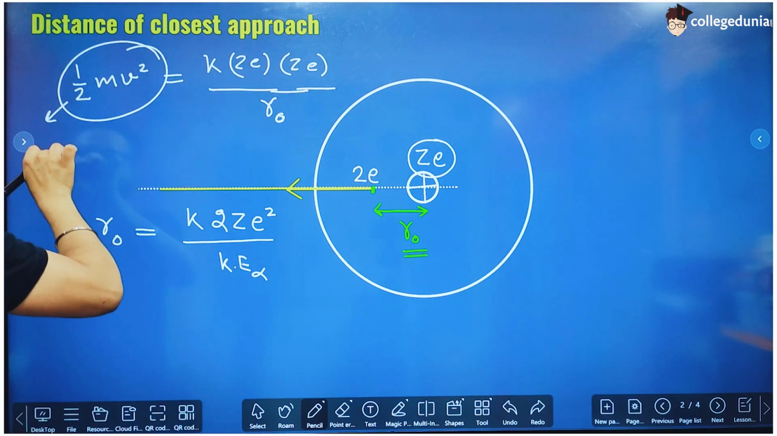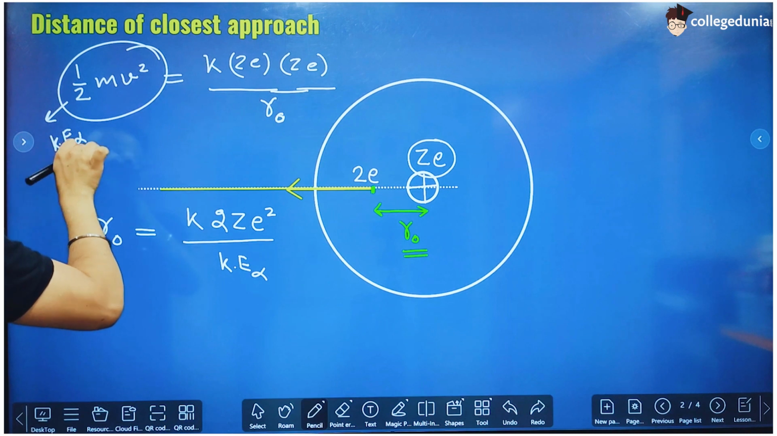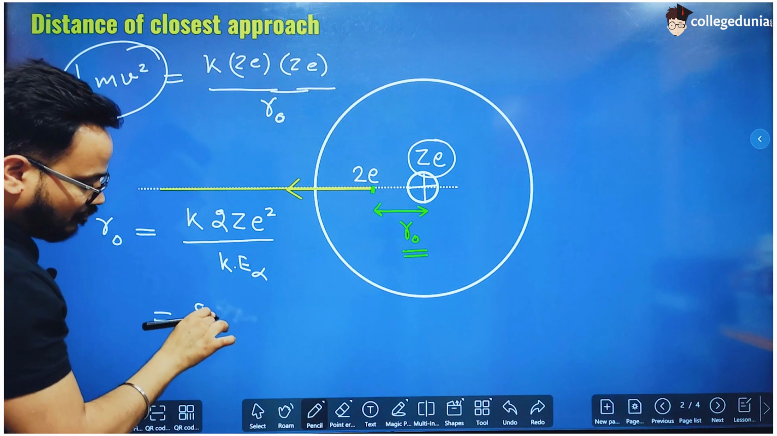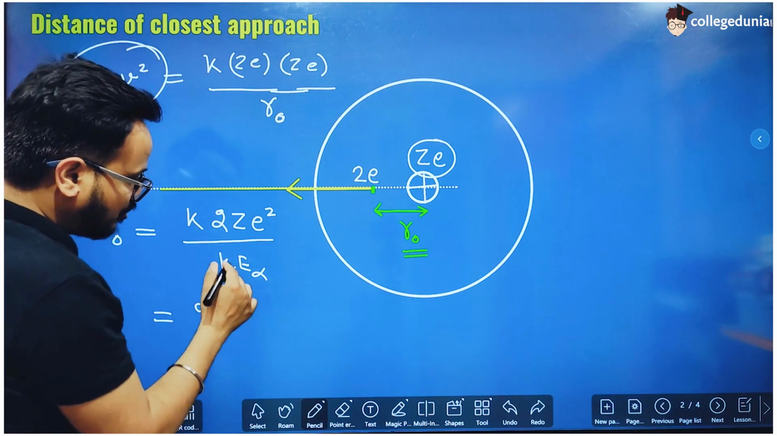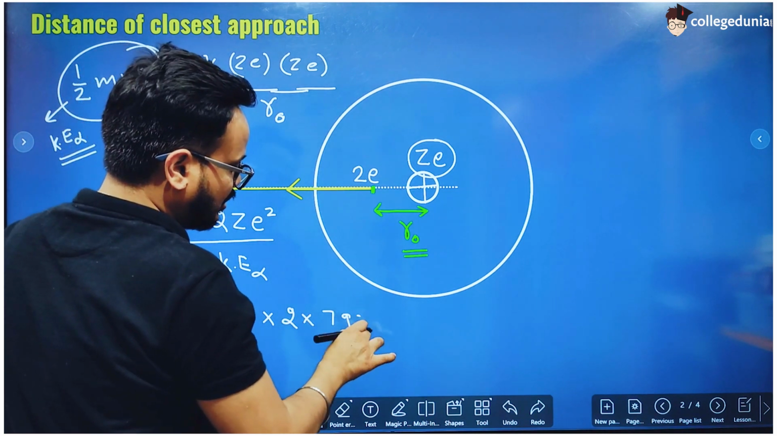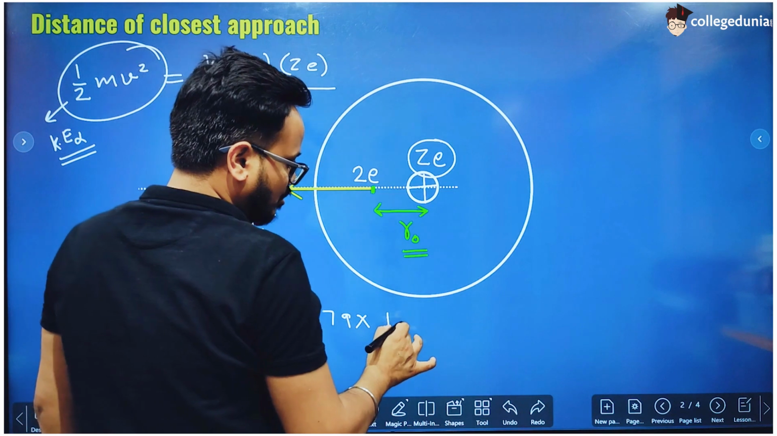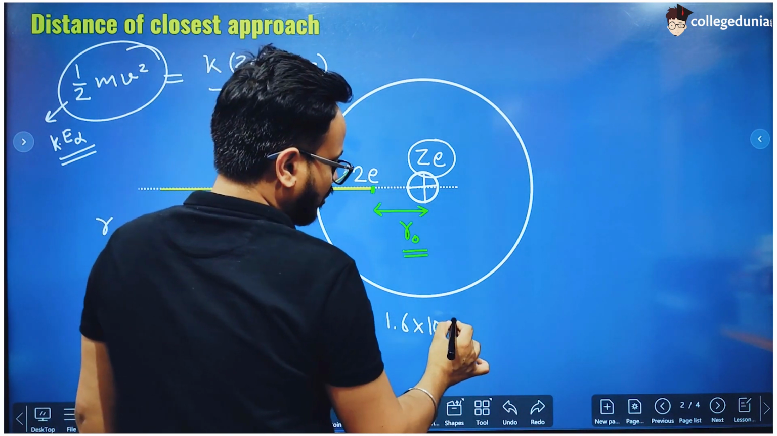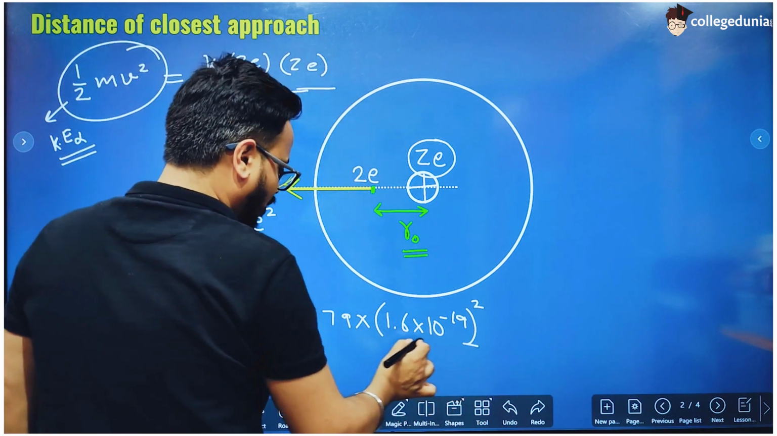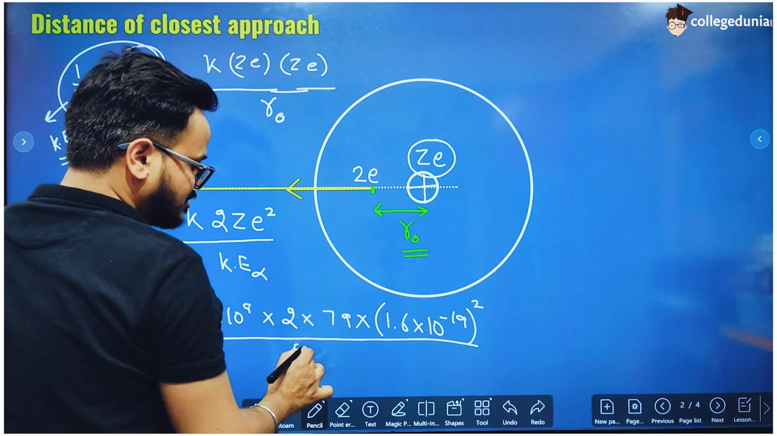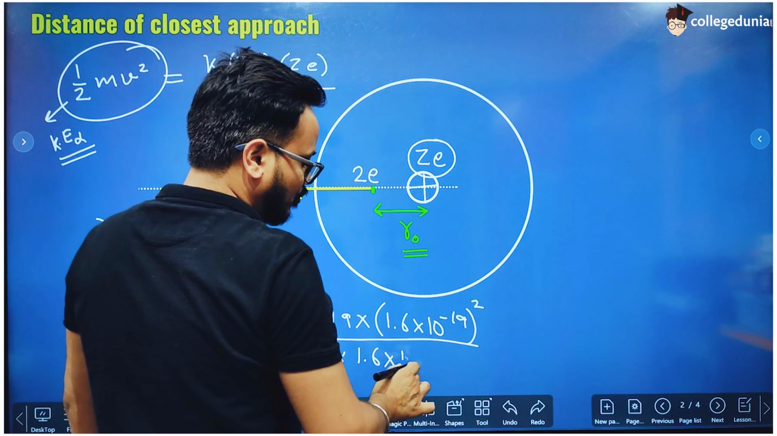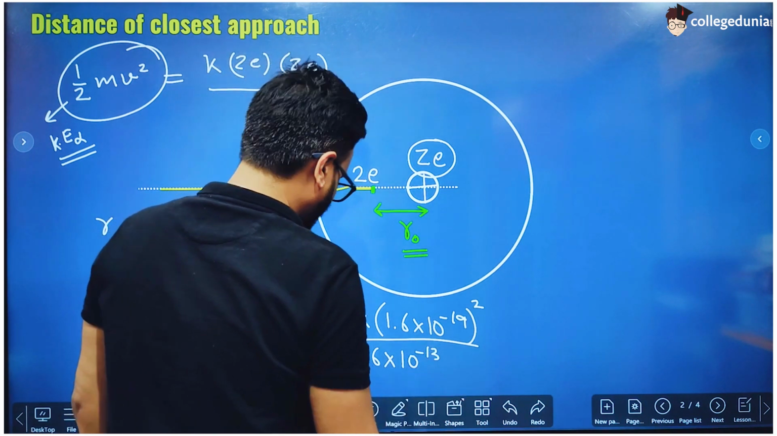This is the Ke of the alpha particle, so this is Ke alpha. So R naught equals this, and let's put in the value of each and every thing: 9 into 10 raised to power 9, into 2 into Z, that is 79, into e, which is 1.6 into 10 raised to power minus 19, the whole squared, divided by Ke of alpha, which is 5.5 mega electron volt. And if you convert mega electron volt into joule, you will get this.